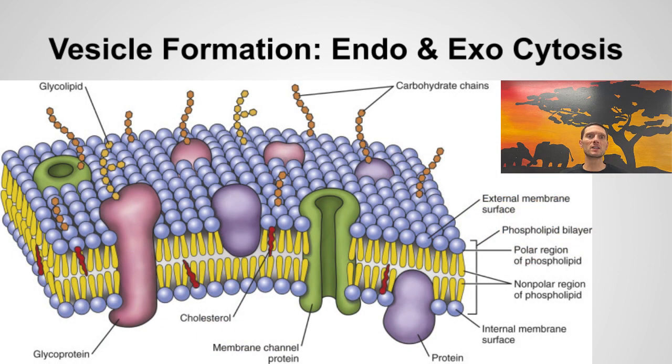Both of these, endocytosis and exocytosis, change the size of the plasma membrane by either adding or subtracting, because the vesicle is either being pinched off or fusing with the membrane itself.